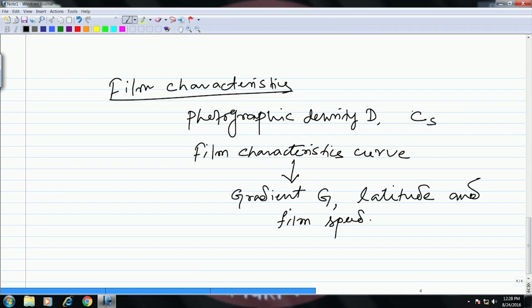And we have seen that there are primarily two types of curve. One is S-shaped and the other one is J-shaped. In the J-shaped category, we also saw that there are three types of films, 1, 2 and 3, and in the S-shaped category there is type 4 film.